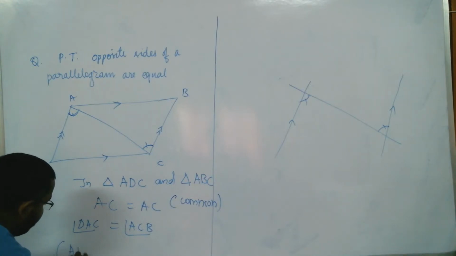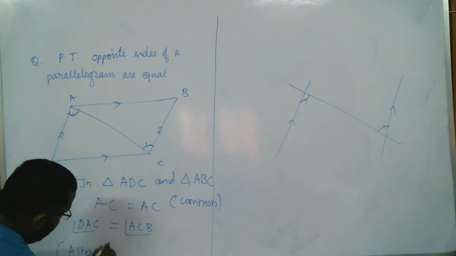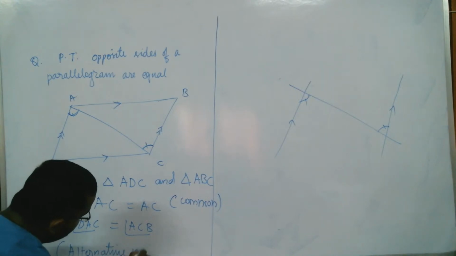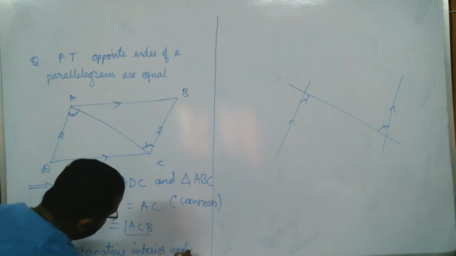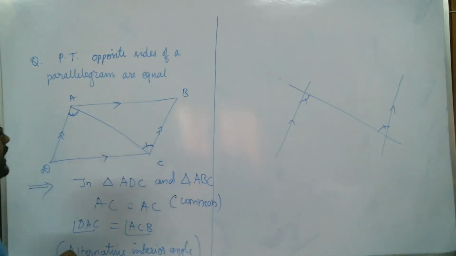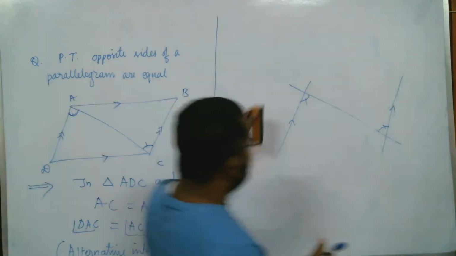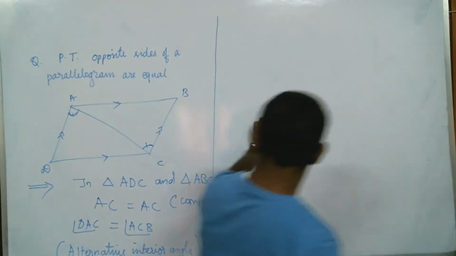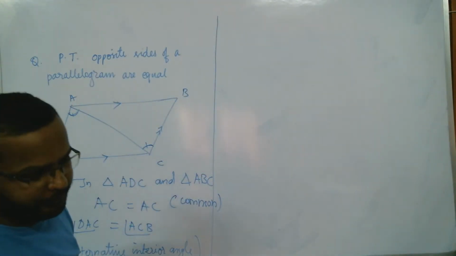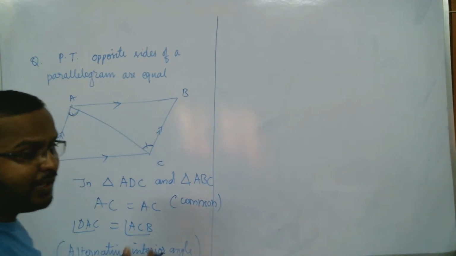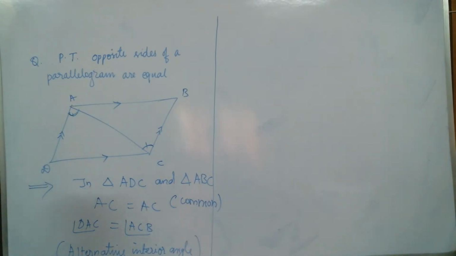What reason will you write here? Alternate interior angles. These angles are equal because they are alternate interior angles. Okay, now one angle is done; one side is equal and one angle has come. So one more angle you have to find here. What is the one more angle? Which angle are you going to take after this?